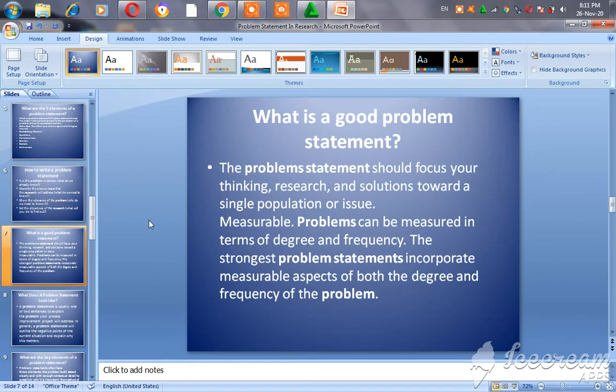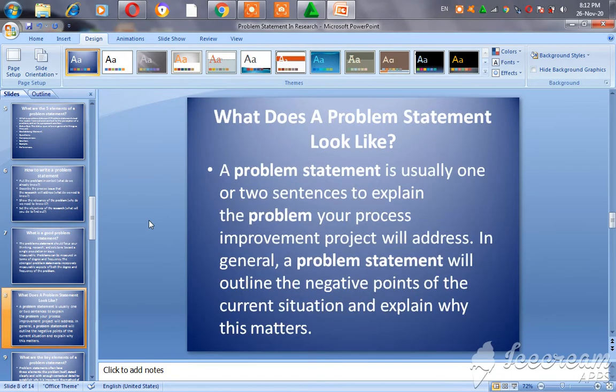What's a good problem statement? The problem statement should focus your thinking, research, and solution toward a single population issue. A measurable problem can be measured in terms of degree and frequency. A strong problem statement incorporates the measurable aspects of both the degree and the frequency of the problem.